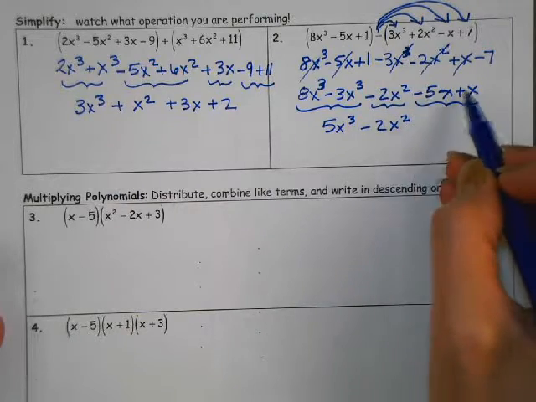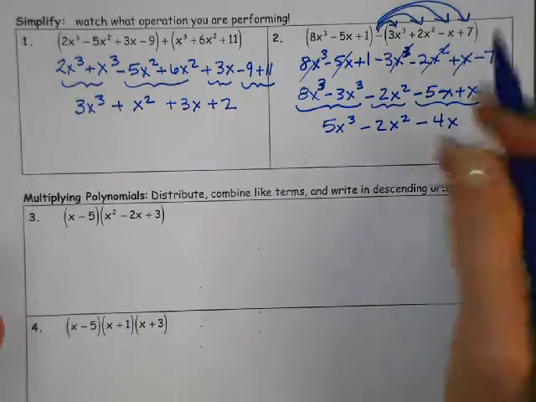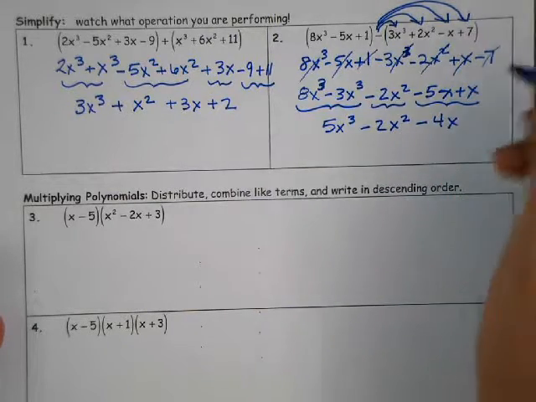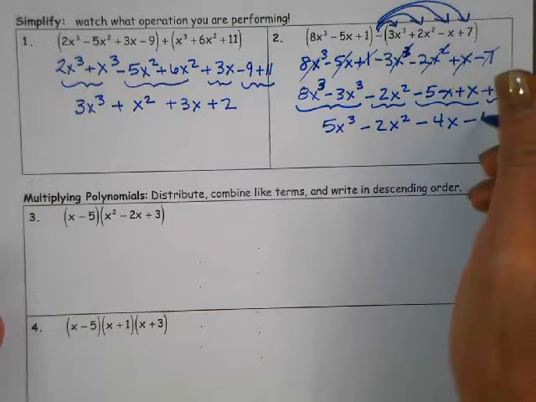And then I add them together. What's negative 5 plus 1? Negative 4x. Equals negative 4x. And then I have a 1 and a negative 7, so plus 1 minus 7. So that equals negative 6.